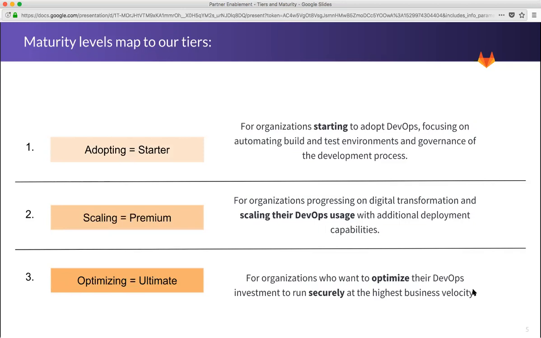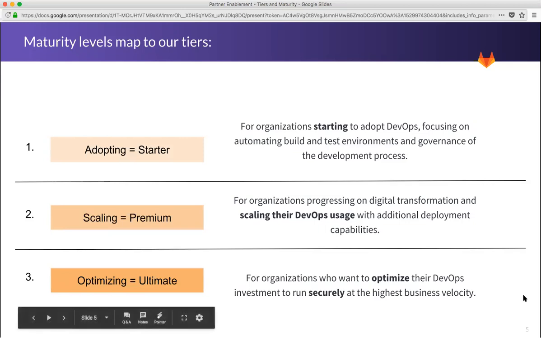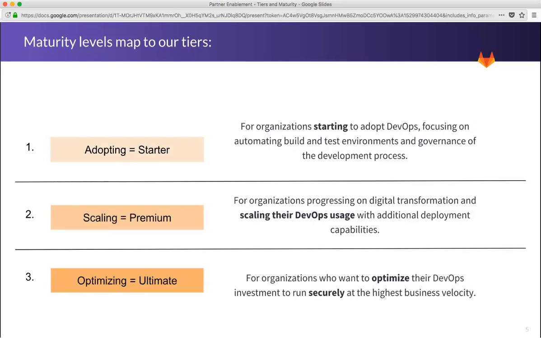So as you move up into premium, this is the next stage of digital transformation. This is where we're going to have customers that have automated their testing, at least to a degree, and their builds, but they're realizing we want to automate now the process into operations.